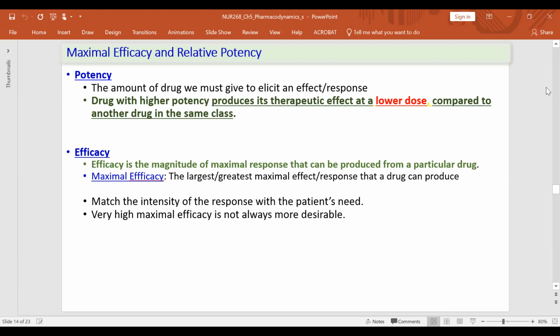For example, aspirin versus morphine for different pain levels. Another example, you compare Lasix versus hydrochlorothiazide for different diuretic purposes. We'll cover more of these examples and specific drugs in the upcoming chapters.